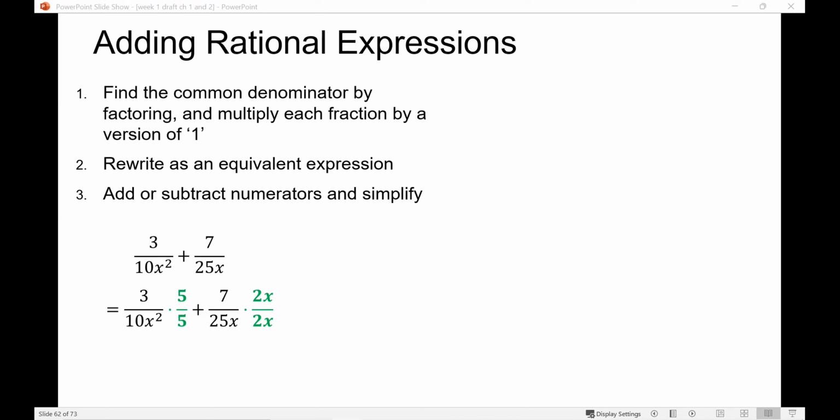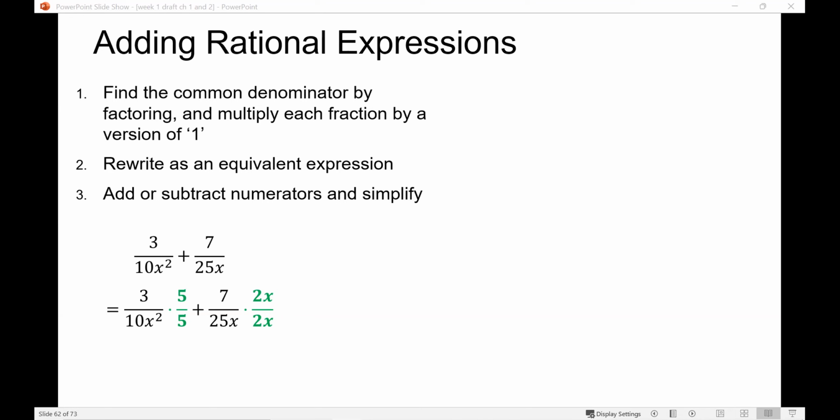You don't even actually have to know that our common denominator is 50x squared. Basically, what you need to do is look at your first denominator and look at your second denominator and ask yourself, what factors are my first denominator missing that my second denominator has? That factor of 5, okay? Then say, what is my second denominator missing that my first denominator has? Well, my first fraction has a factor of 2 and an extra factor of x.